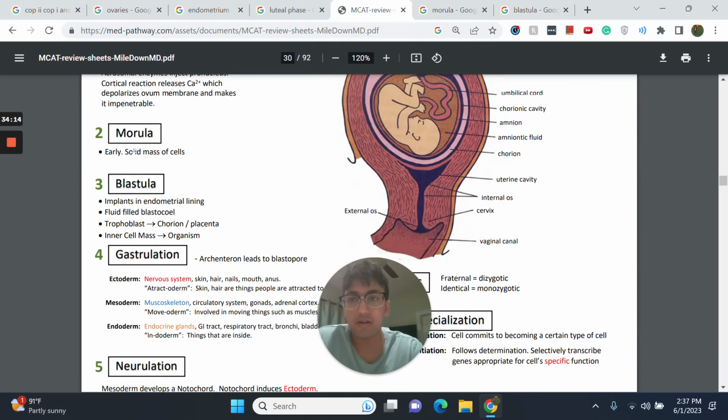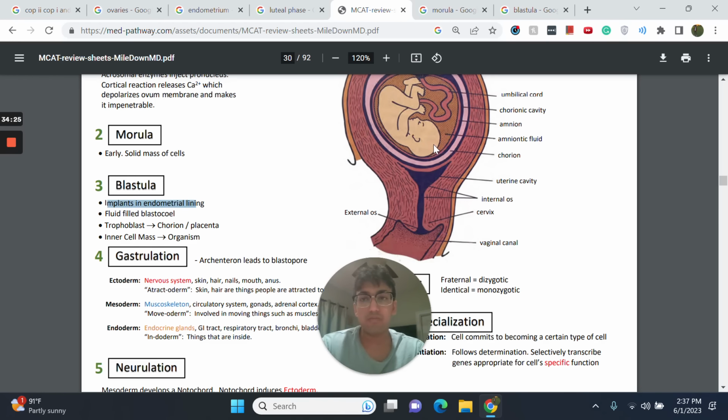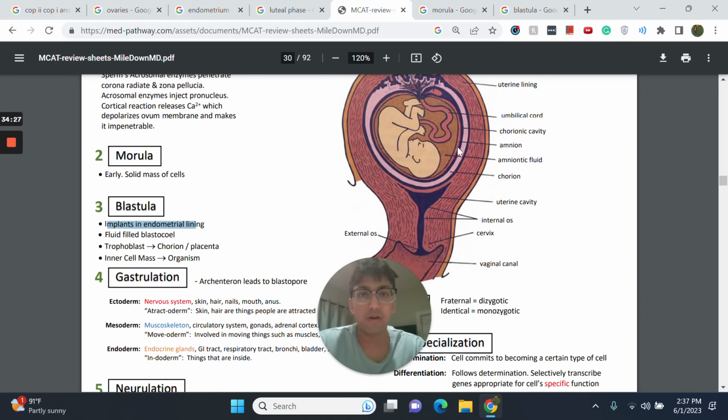So we're starting to get a little bit more polarity established in this. We see that there's a fluid-filled blastocoele. It's implanted into the endometrial lining. So if you remember from the past couple of minutes, the endometrial lining is where we finally implant the blastula.